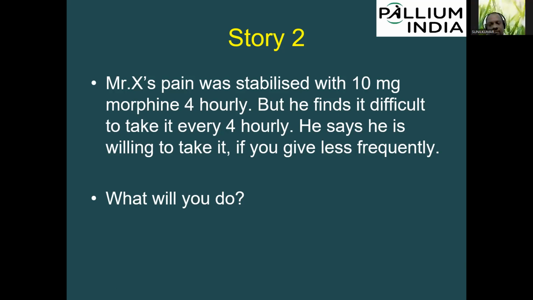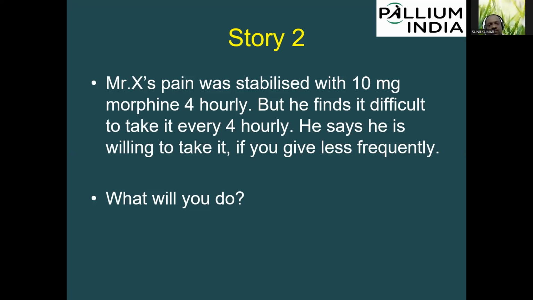Okay, thank you. So we have sustained release morphine, or it is called controlled release morphine, SR or CR morphine, both are same. And the 4 hourly morphine is called instantaneous release morphine, or fast acting or immediate release morphine. Okay. So here patient says, give me less frequently. So probably we can convert this into sustained release or controlled release morphine, which will act for 12 hours.